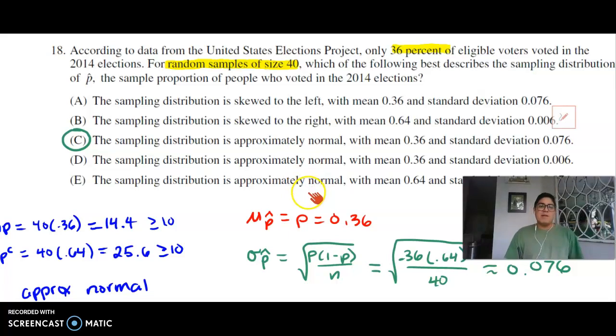So that's a little bit more about a sampling distribution for a sample proportion. And over the next few days, we're going to practice and we're going to look at two sample inference as well. So I hope you learned a little bit more about a sampling distribution for a sample proportion.